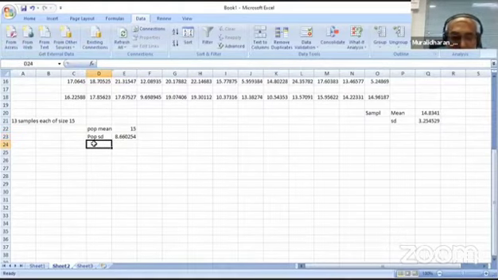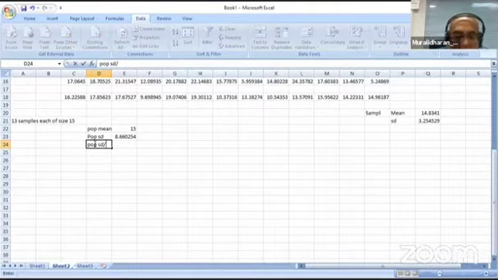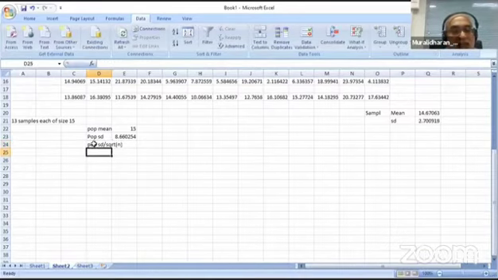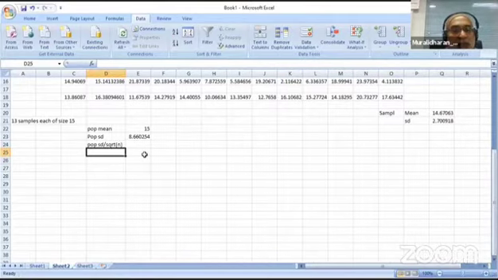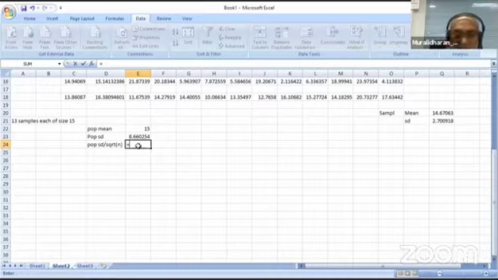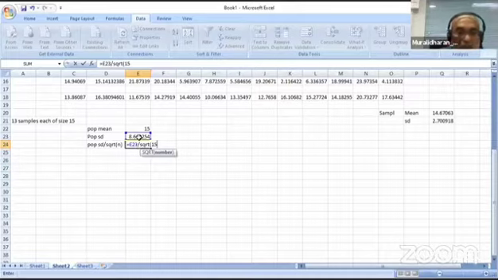Let me also compute population SD divided by SQRT of n, because in the theorem I had mentioned the standard error as sigma by root n. So I just wrote that. So population standard deviation divided by square root n. So this is the standard deviation sigma divided by SQRT of n, and your sample size is 50. I hope it is clear.